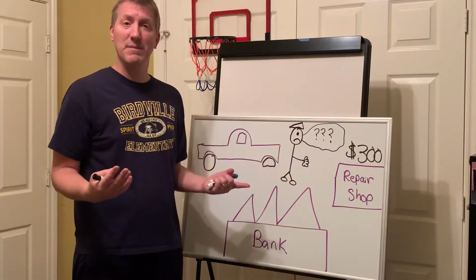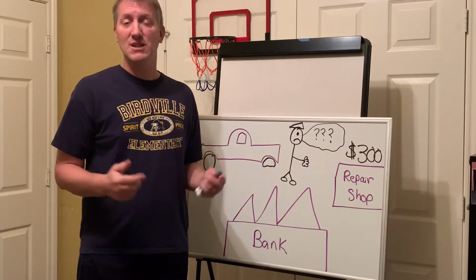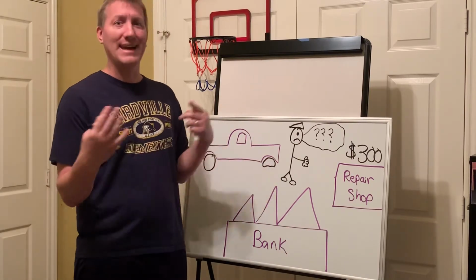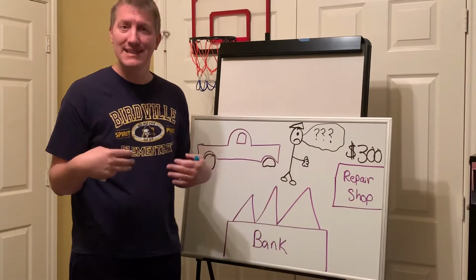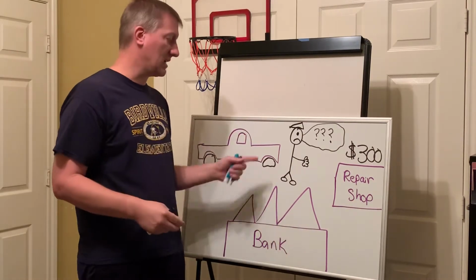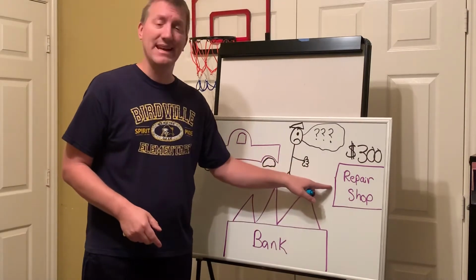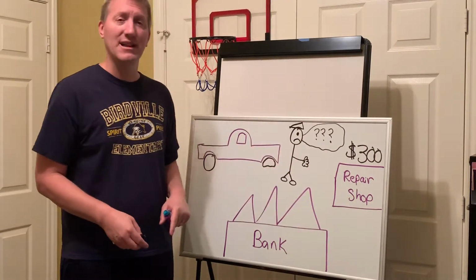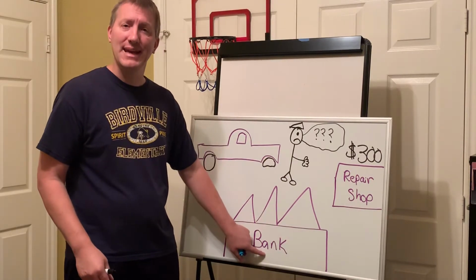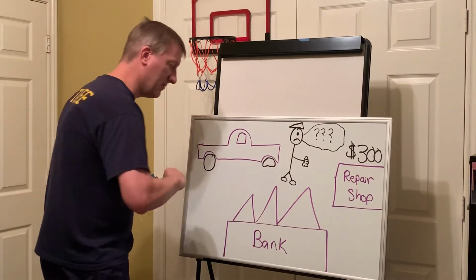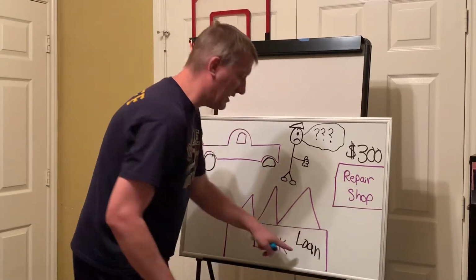So I can't get my car fixed. They can't fix my tire. Therefore, I can't get to work and I can't make more money. Well, I need to get to work. I need to make more money. So I need to pay the $300. But how do I do it? Well, I can ask my bank. It's called a loan. The bank can give me something called a loan.